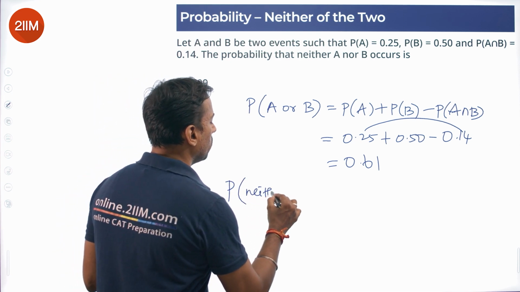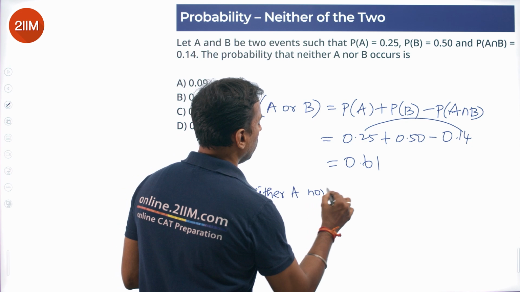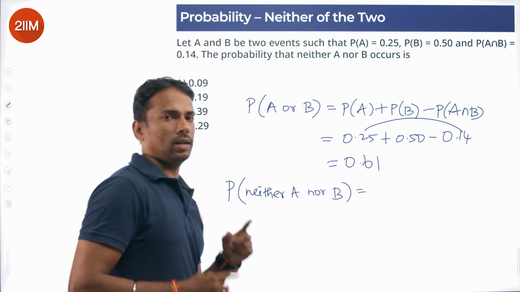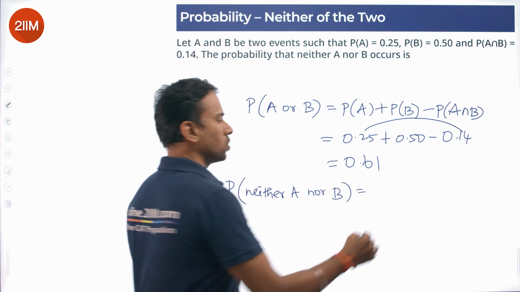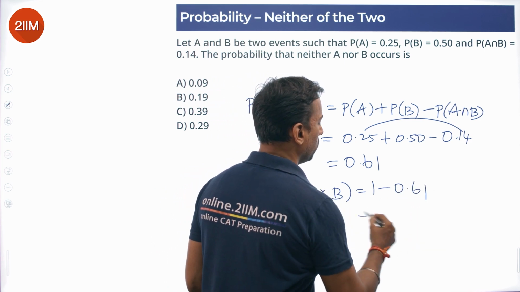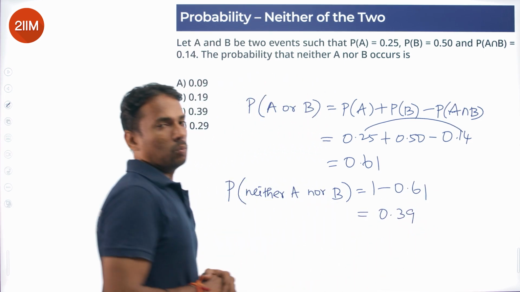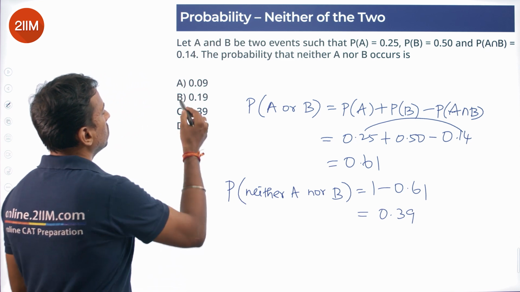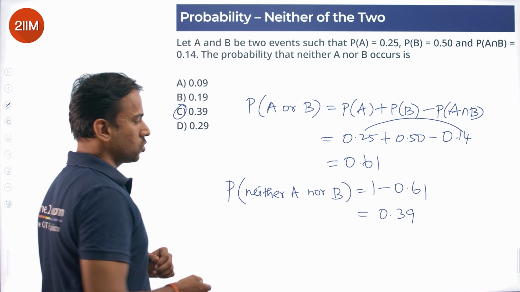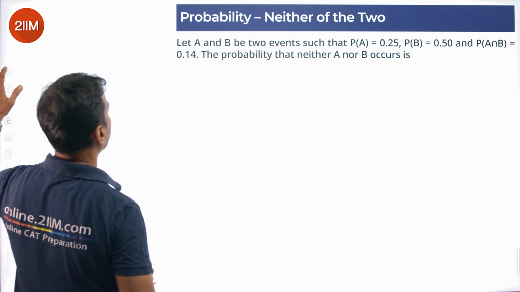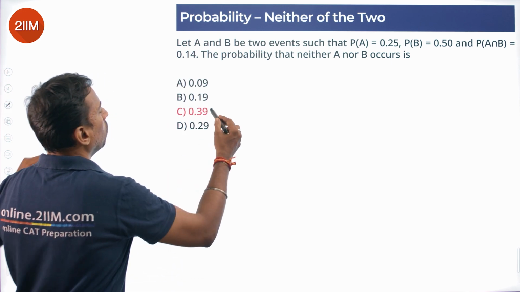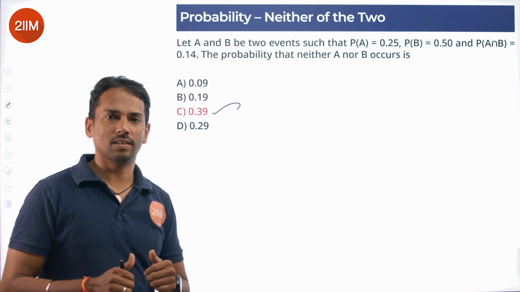Neither A nor B will happen is exactly the complement of this. So 1 minus 0.61, that's going to be 0.39. So 0.39 should be the right answer. Option C, our answer is available. So that should be the answer. We'll have a check. Yeah, 0.39, option C is the right answer.